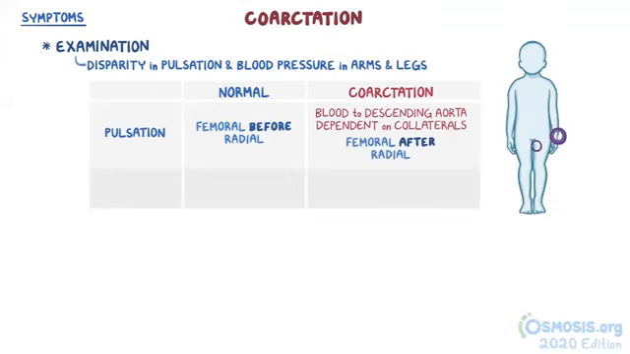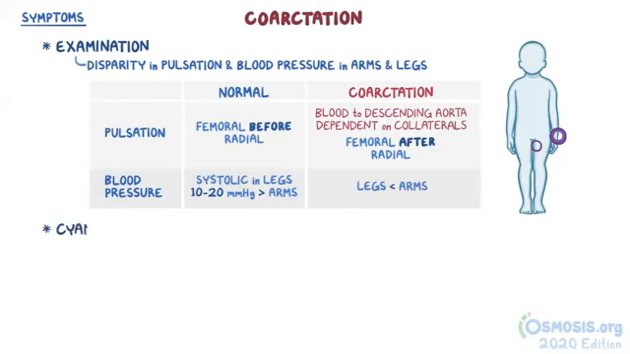Moreover, in healthy individuals, systolic blood pressure in the legs obtained by the cuff method is 10 to 12 millimeters of mercury higher than that in the arms. But in coarctation of the aorta, blood pressure in the legs is lower than in the arms. Over time, individuals might develop cyanosis, tachypnea, and signs of heart failure.